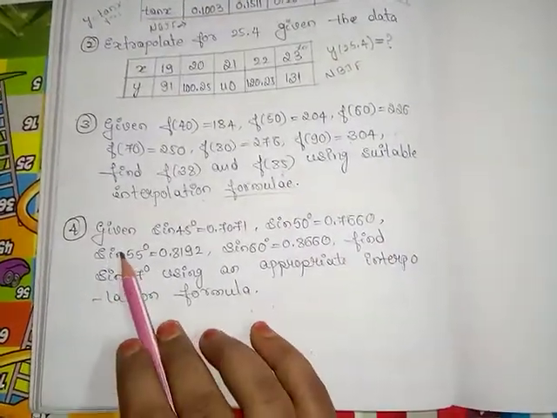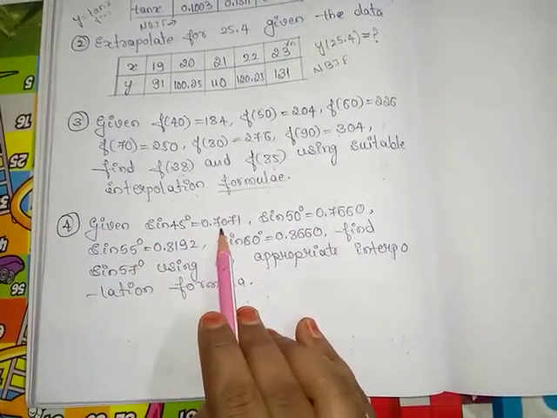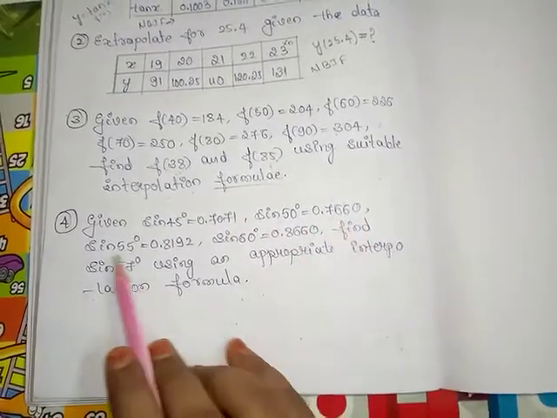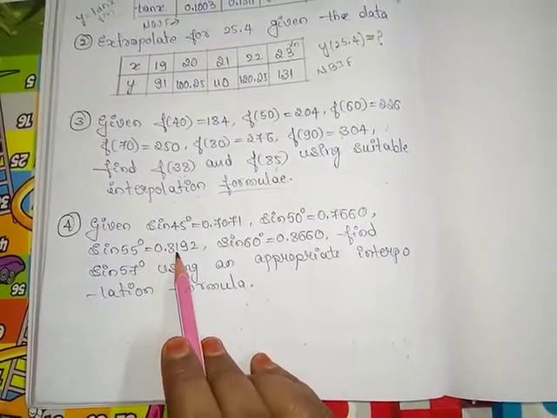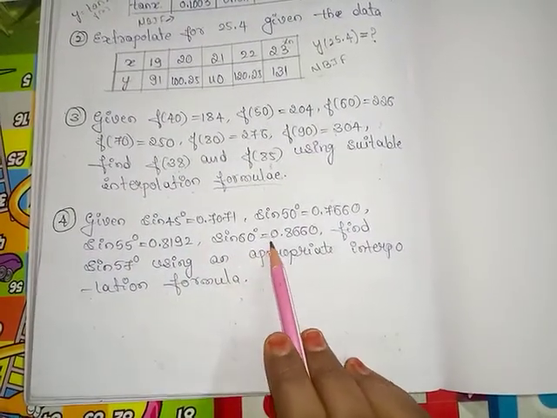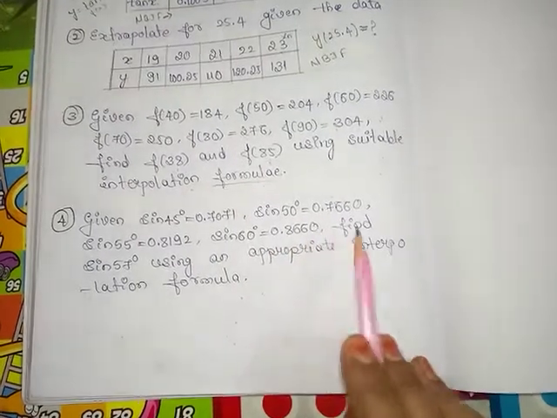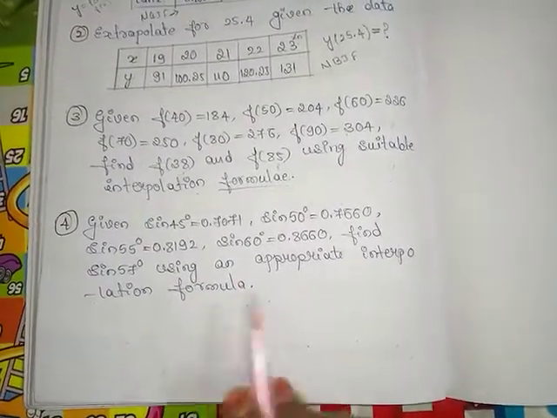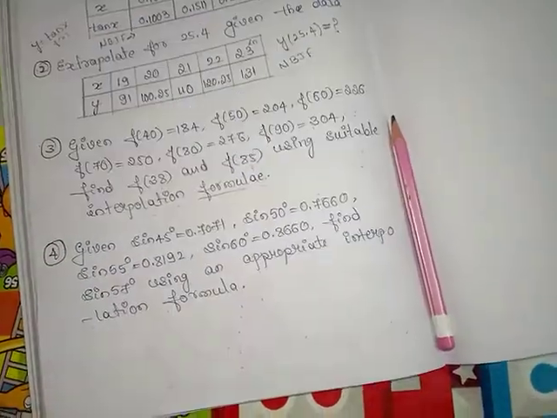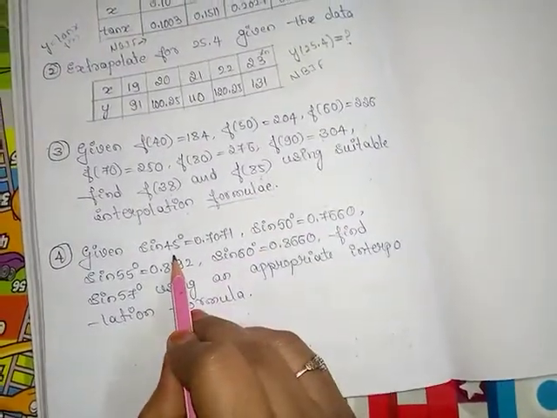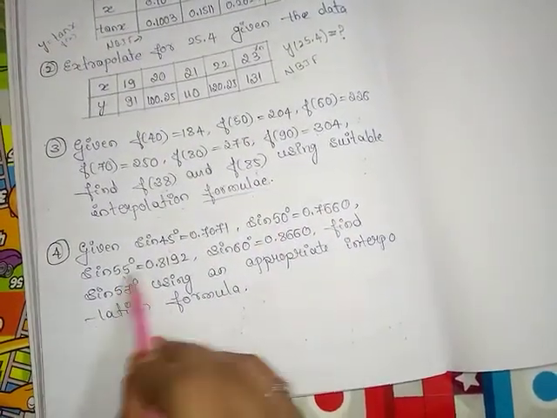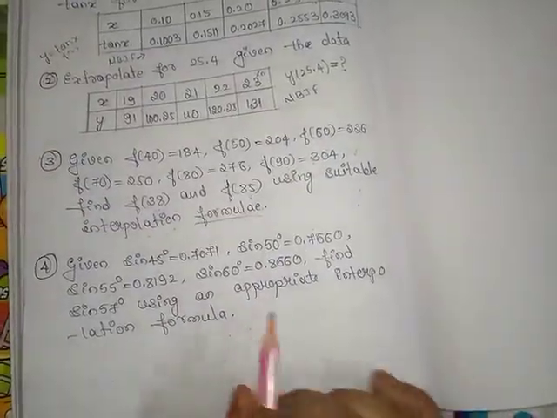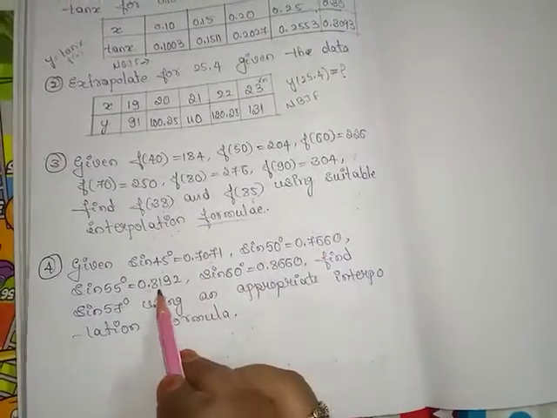Next one is given sin 45 degree is equal to 0.7071, sin 50 degree is equal to 0.7660, sin 55 degree is equal to 0.8192, sin 60 degree is equal to 0.880, and find sin 57 degree using an appropriate interpolation formula. See here, these sin 45 degree, sin 50 degree, sin 55 degree, sin 60 degree values correspond to the values of x here, and these are the values of y.